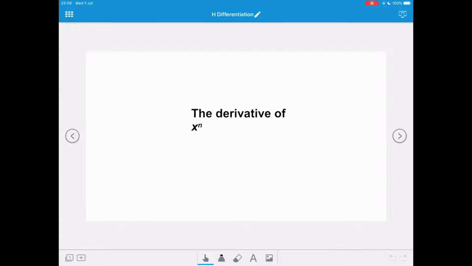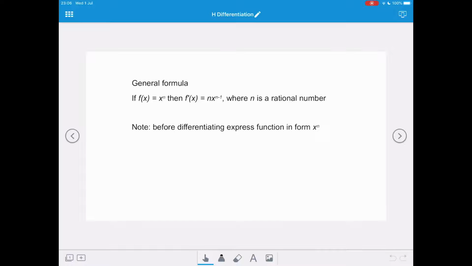So, first of all, we're going to look at the derivative of x to the power of n. So the general formula: if f of x equals x to the power of n, then f dash x, the derivative, equals n multiplied by x to the power of n minus 1, where n is a rational number. Please note that before differentiating, we need to express the function in the form x to the power of n, so we need to eliminate fractions or roots.